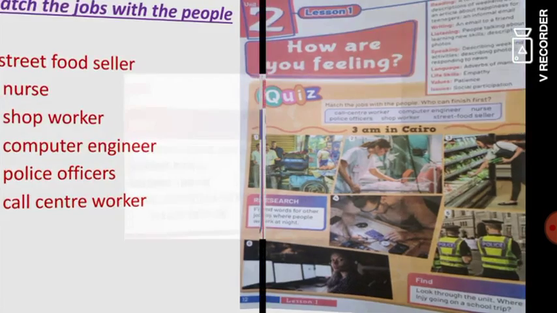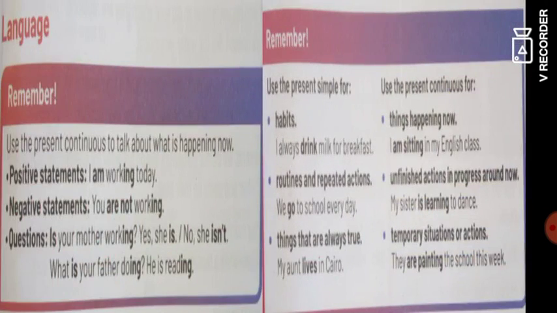Now the grammar of this unit, as we said in the last unit, is the present simple. As we know, the present simple indicates habit. When I say I always drink milk for breakfast, my habit is drinking milk. Also, a routine and repeated action, for example, we go to school every day. And all things that are always true, like my aunt lives in Kiev.